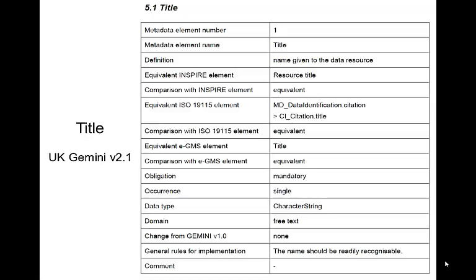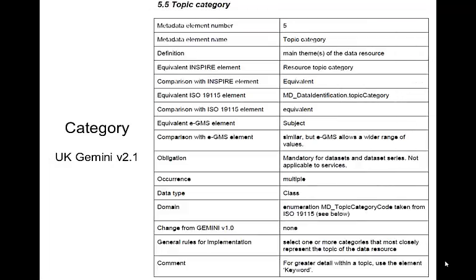It tells us it's a character string. It's free text, so chances are it's human readable. No change from previous versions. So that's a very straightforward one. Category. This is an example of one with a controlled vocabulary.